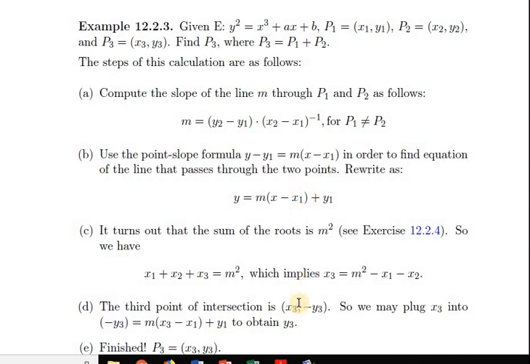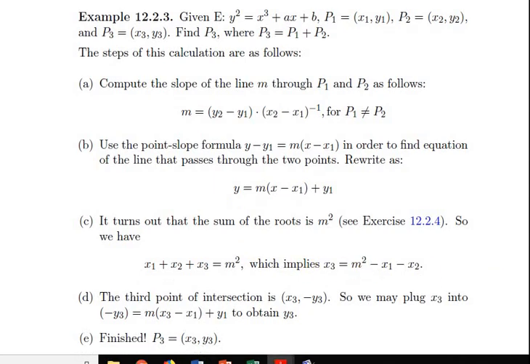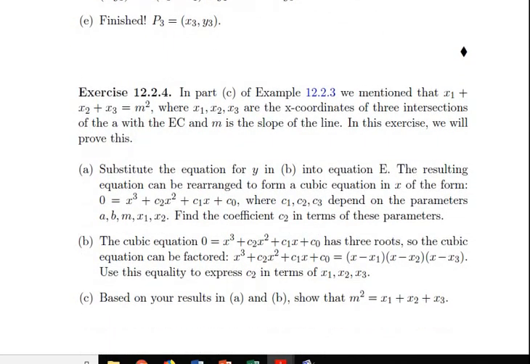Then, in the last step, in order to get P1 plus P2, you have to reflect. So that's why you have a minus y3 here. So read through these steps carefully, follow them one by one, and you won't go wrong when you're computing the sum of 2 elliptic curve points.